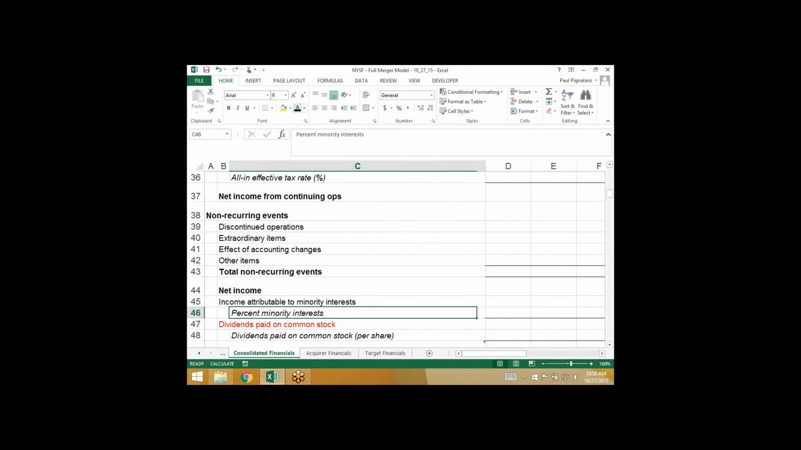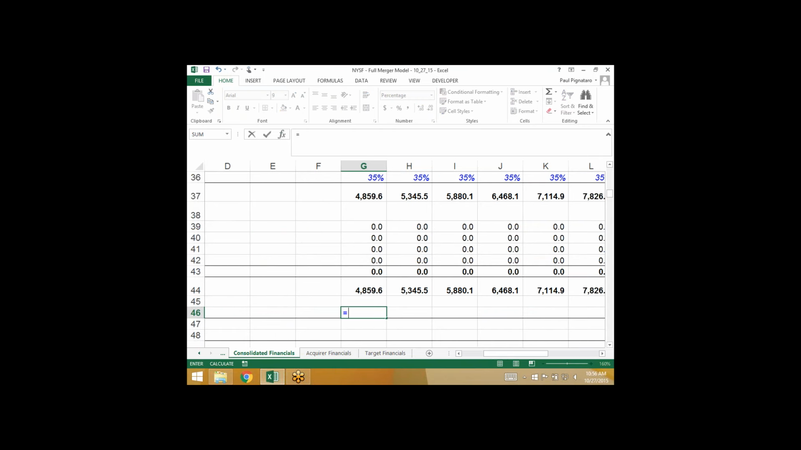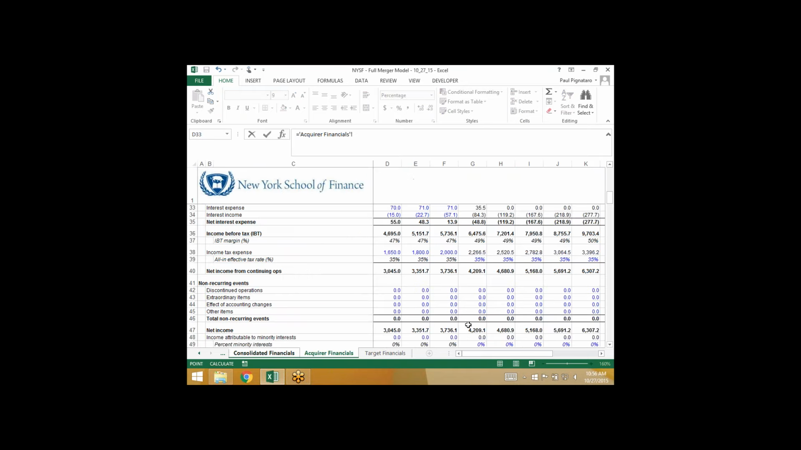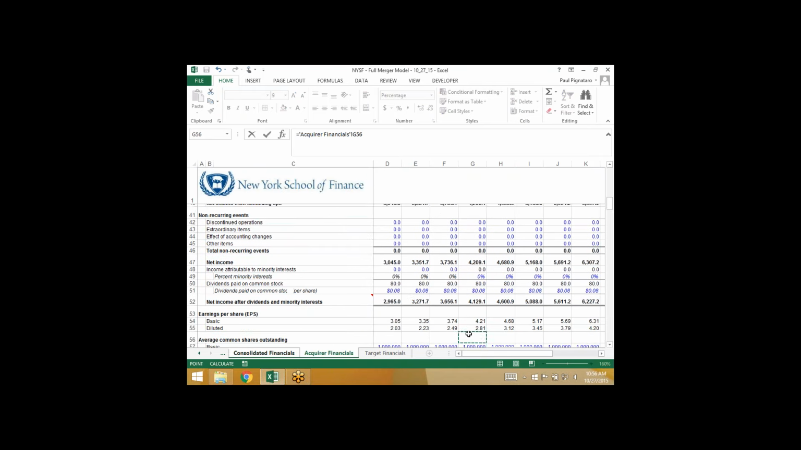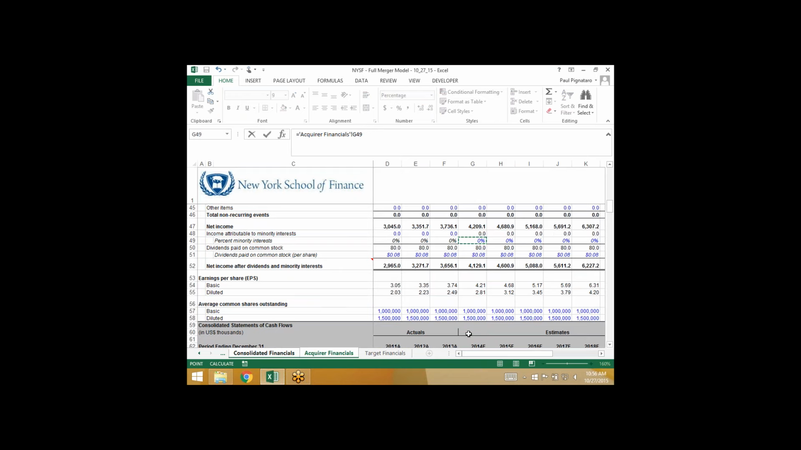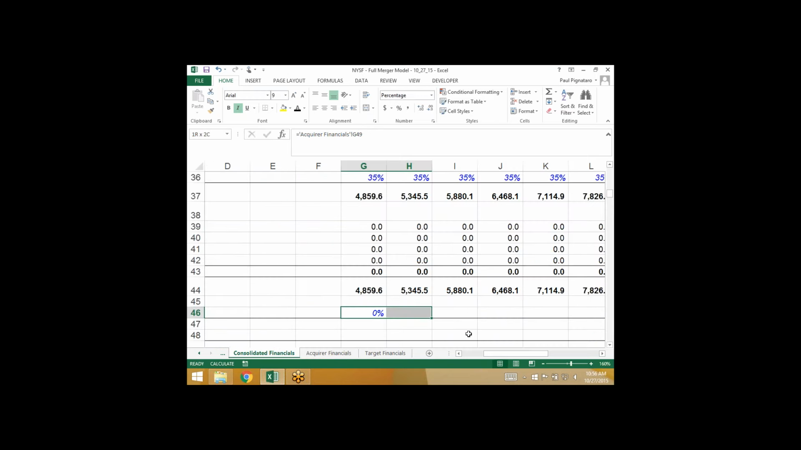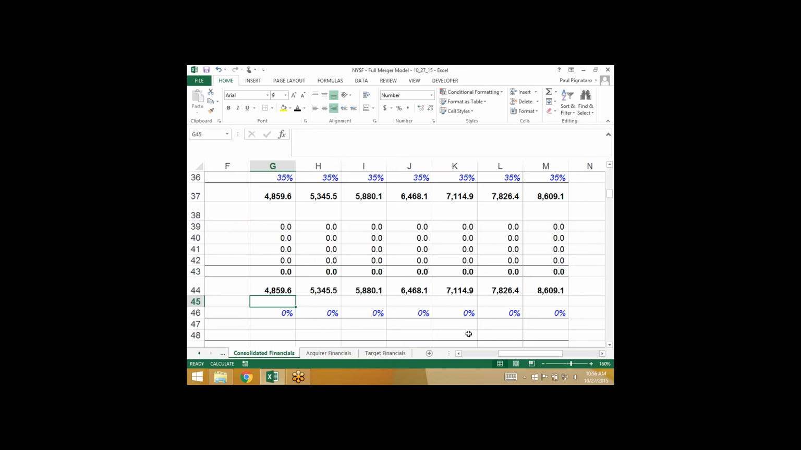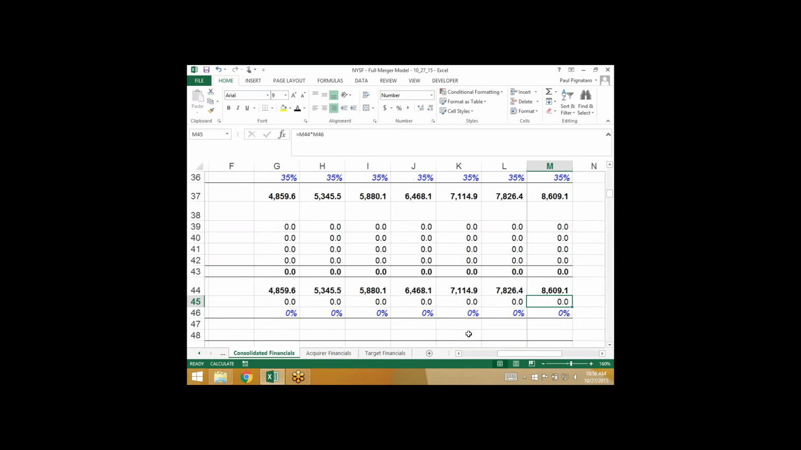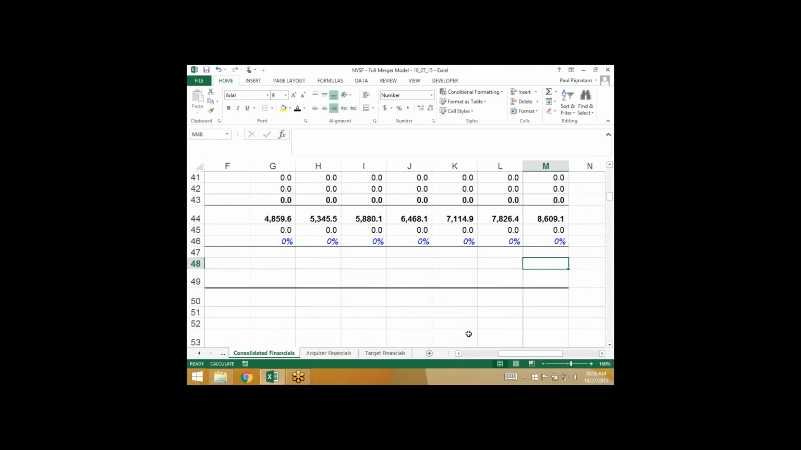So I'm going to pull in the percent minority interest from the old acquirer tab. So we had a 4% interest holder. Oh, 0%. All right. Then it's 0%, but let's pull it in anyway. And just to show you how it's done, we recalculate by taking the new net income times the percentage. And then we're almost there.